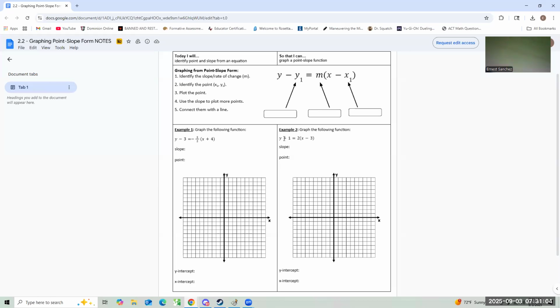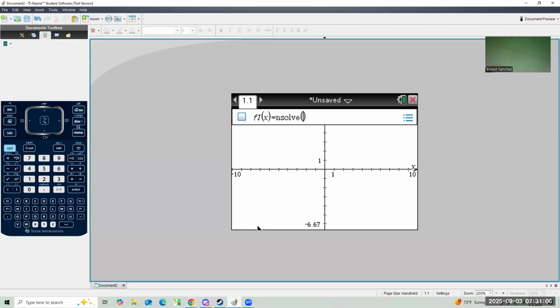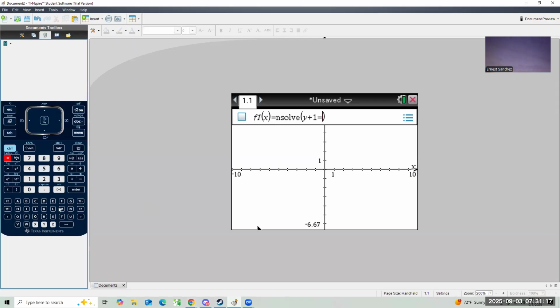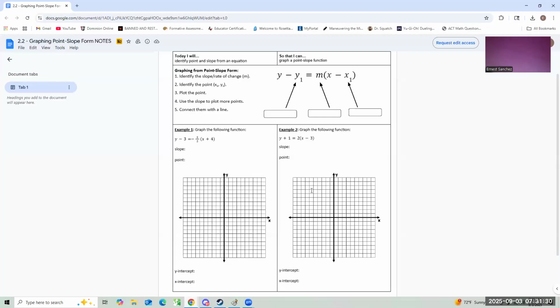So we're on example 2, y+1 equals, this is easy, so no fraction, 2 parentheses x minus 3. Okay, 2 parentheses x, make sure you're doing the right minus symbol, minus 3. We got to close parentheses, right? That's what it has on your paper. It has a closed parentheses after the 3.